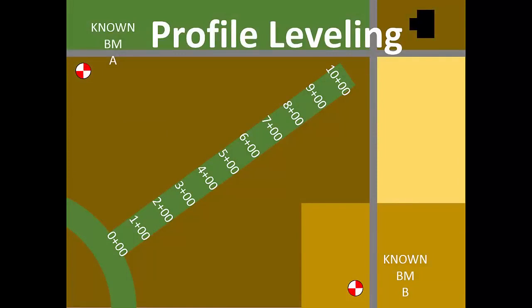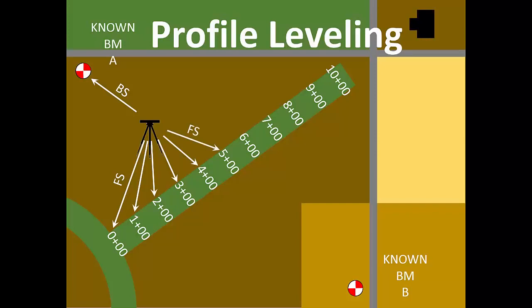We'll set up our instrument where we can see the starting benchmark and several of the station marks. Our first rod reading is a backsight on the benchmark, and our first foresight will be at station 0+00. Instead of moving the instrument like in benchmark leveling, we can continue reading the rod at the next station marks. When distance or obstacles prevent us from taking more readings, then we'll establish a turning point and measure a foresight there.